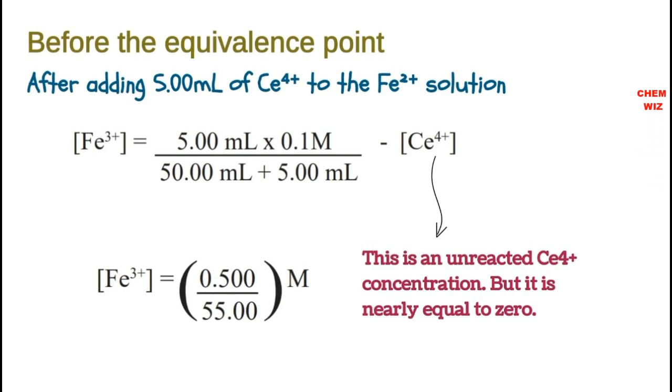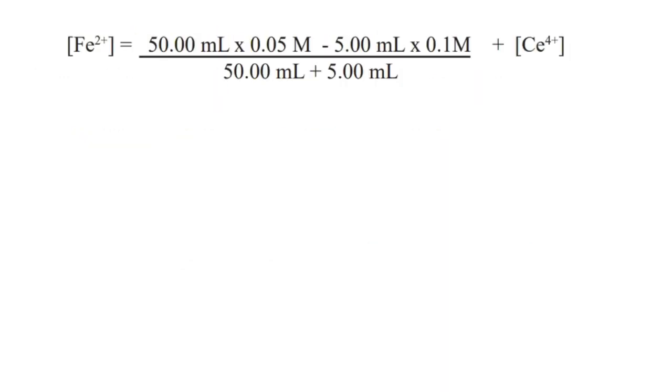The stoichiometry between cerium 4+ and iron 3+ is 1:1. So, the reacted cerium 4+ amount is equal to the formed iron 3+ amount. But the medium may have some small amount of cerium 4+. But we consider all the cerium 4+ amount reacted with iron 2+ moles. So, in this case, the unreacted cerium 4+ concentration is negligible. Then we have to find out the remaining iron 2+ concentration.